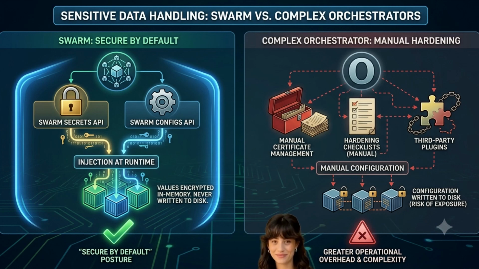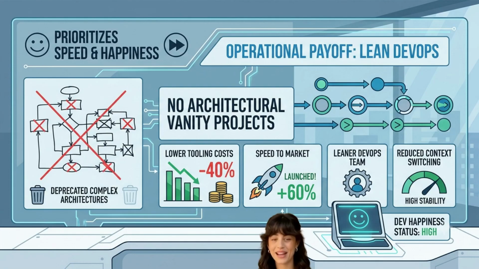So, when should you stay on Swarm, and when should you consider a move? Stay while your team values speed, predictability, and a small operational footprint. Consider more advanced abstractions only when you genuinely hit requirements for multi-cloud federation, extreme scale, or specialized workload patterns that justify the added complexity. The operational payoff is clear: a leaner DevOps team, lower tooling costs, and far less context switching.